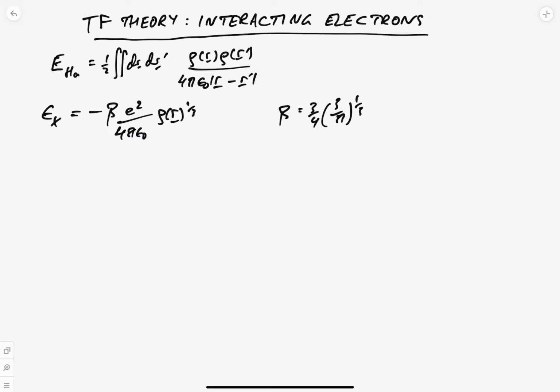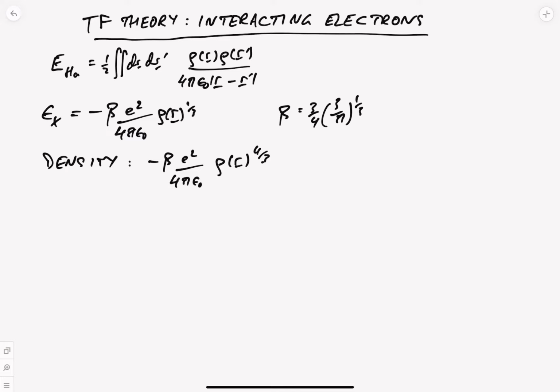In order to convert from an exchange energy per electron to an exchange energy density, we're going to want to multiply by rho, because then we've got an energy per electron multiplied by electrons per cubic whatever, let's say angstrom, and that gives us an exchange energy density, which we will then proceed to integrate in order to give us a total energy. It's minus beta e squared over 4 pi epsilon naught rho of r to the 4/3.